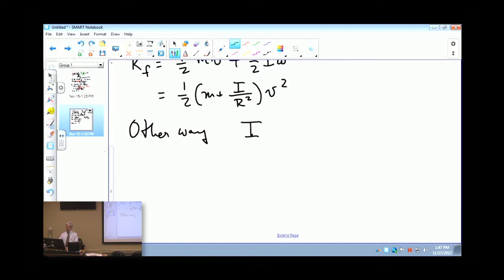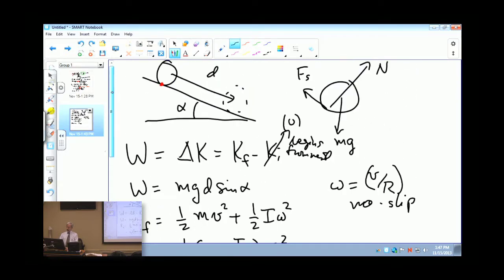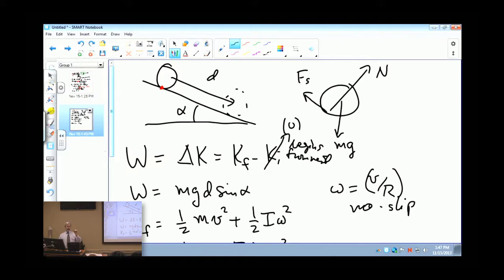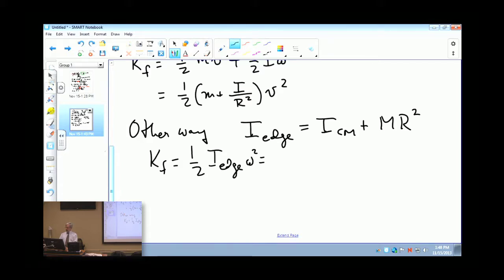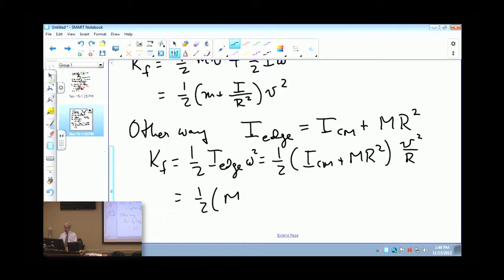I want to find the moment of inertia about the edge, because it's instantaneously rotating around the point of contact. And the moment of inertia about the edge would be the moment of inertia about the center of mass, which is what I was calling I before, plus mL squared, where L is the distance between the parallel axes, and in that case it's the radius. And so the kinetic energy at the end is 1/2 I edge omega squared, which is 1/2 I center of mass plus mr squared, and omega squared is v squared over r squared, and that gives us the same result that we had before.